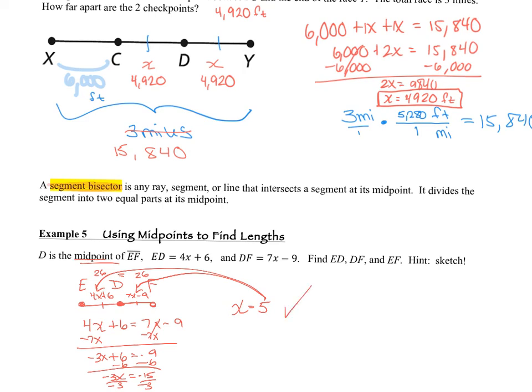And they want every segment's length. I wasn't reading that. So find ED. Well, ED is equal to 26. DF is equal to 26. And EF, that whole piece, would have been 26 and 26, which is 52.